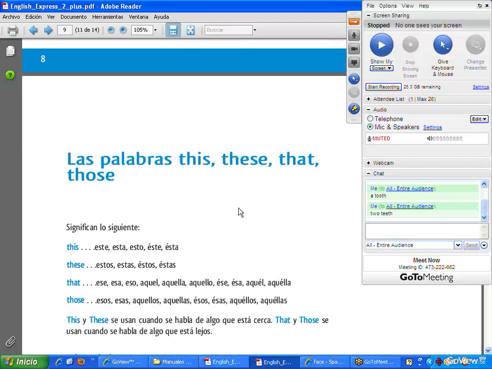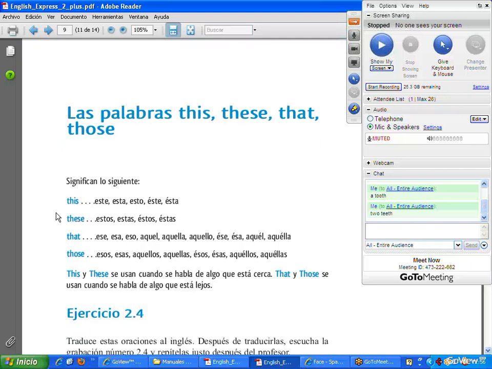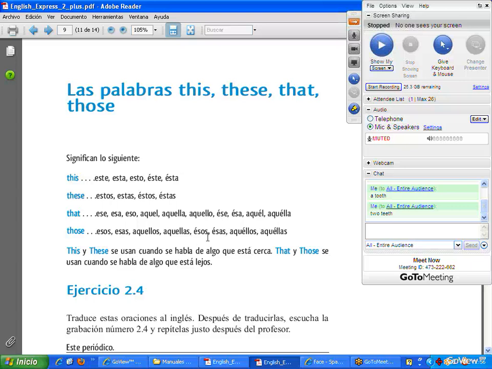In English, this. These. Okay? This is the plural of this. That and those. For all these words in Spanish, we just have one word. Okay. When do we use them?